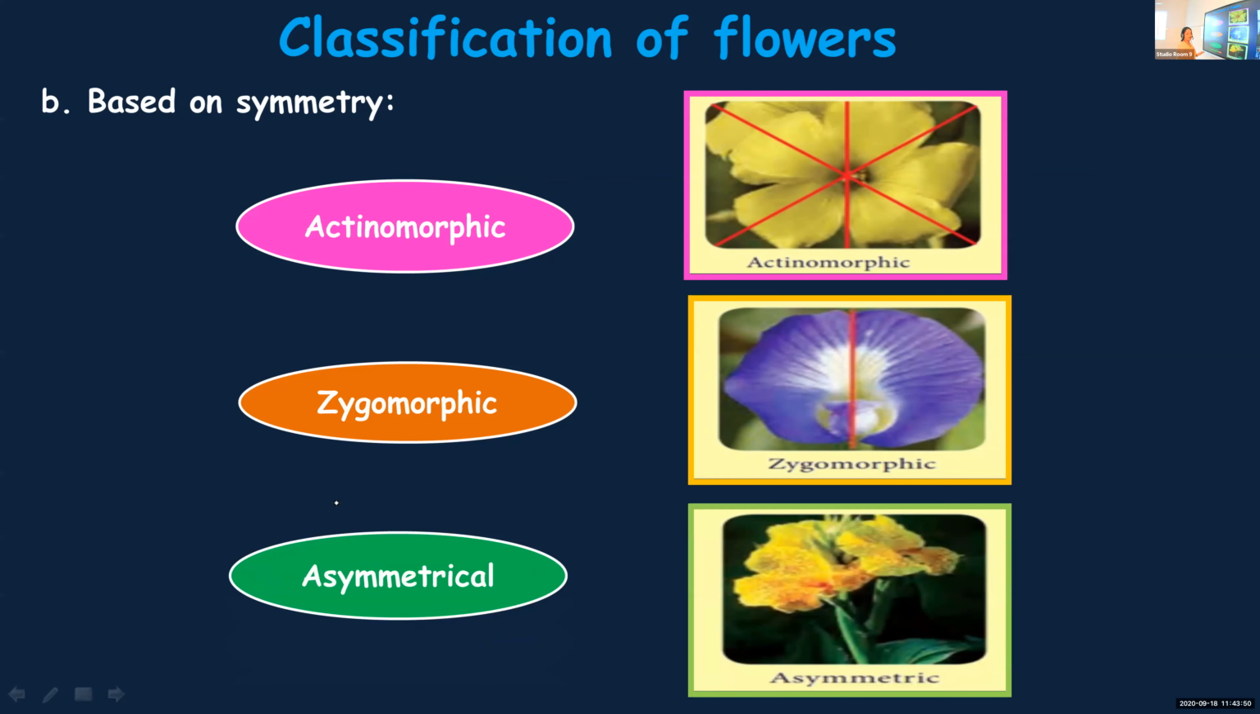You cannot divide it into two identical halves by cutting it along any plane. So both the names you should know, only then you will be able to write the definition or explanation for that. Actinomorphic is the same as radial symmetry, radially symmetrical flowers, and zygomorphic are bilaterally symmetrical flowers, and asymmetrical, same, no symmetry.